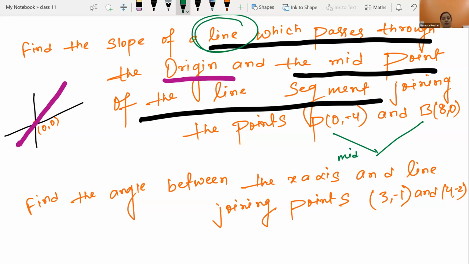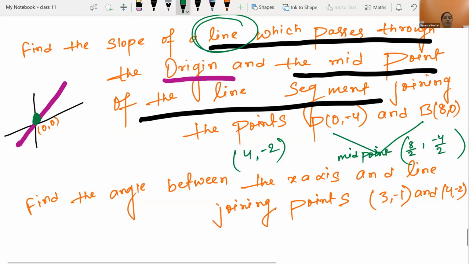The midpoint of PB will be x1 plus x2 by 2, y1 plus y2 by 2. Asha, are you able to recall the formula? Yes, ma'am. Okay, 0 plus 8 by 2, that is 8 by 2, comma, y1 plus y2, minus 4 plus 0 by 2, that is negative 4 by 2. What do we get as the midpoint coordinate? 4 comma negative 2. Yes or no? So we have to find the slope of a line which is passing through 0, 0 and 4 comma negative 2. Is it clear?